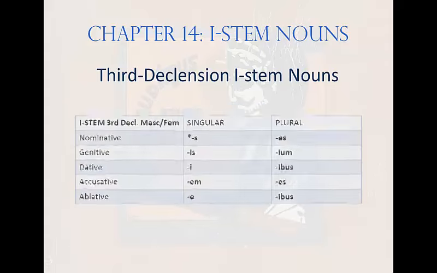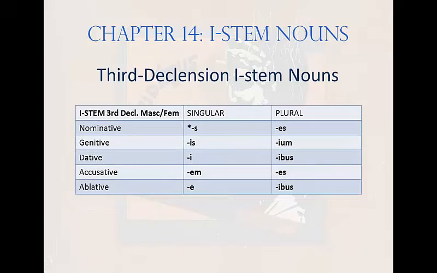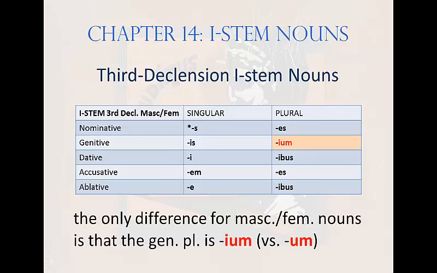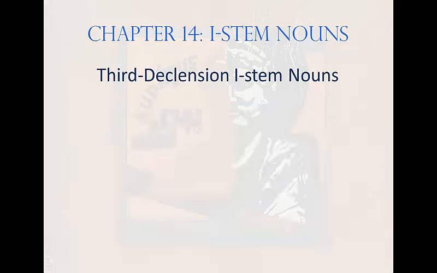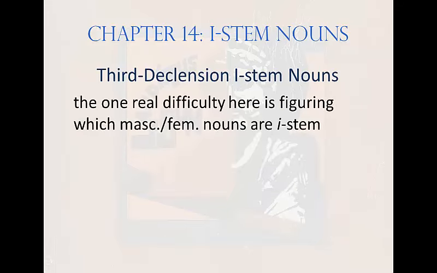So now look at the I-stem variant of those same endings. There's one difference. In the genitive plural, the ending is ium, not um. That's the sum total difference between regular and third declension masculine and feminine I-stem nouns. So the only sticky wicket here at all is figuring out which masculine and feminine third declension nouns are I-stem.